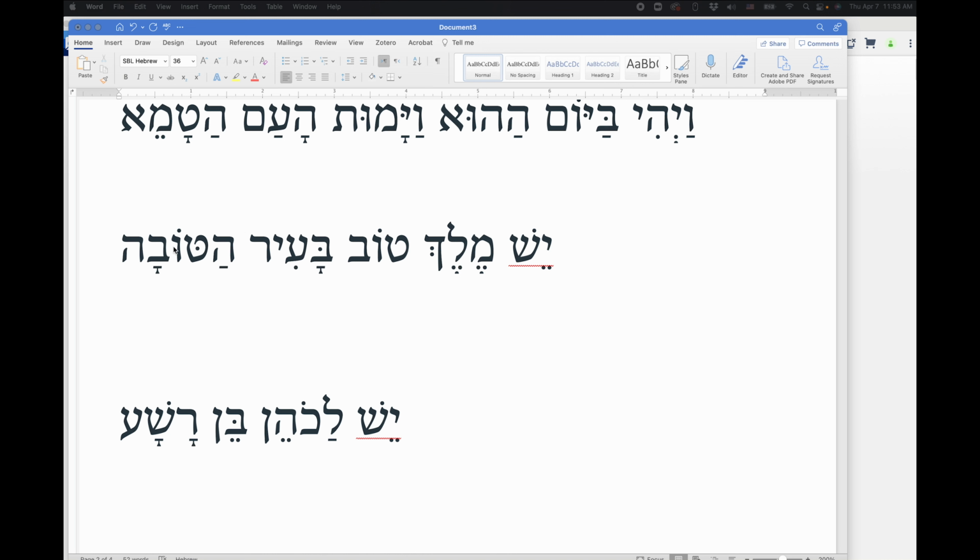And we know that this is attributive because the noun has the article, even though the bet is covering the hey. We can see the article in the vowel, which is lengthened from a patach because the ayin can't take the dagesh, and it matches the article of the adjective. So the good city. There is a good king in the good city.